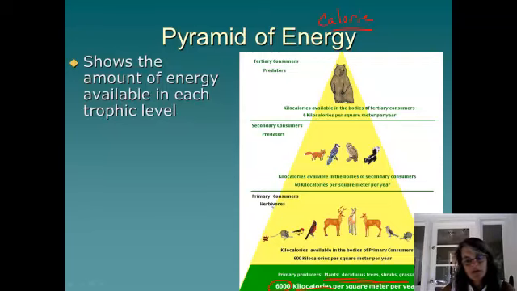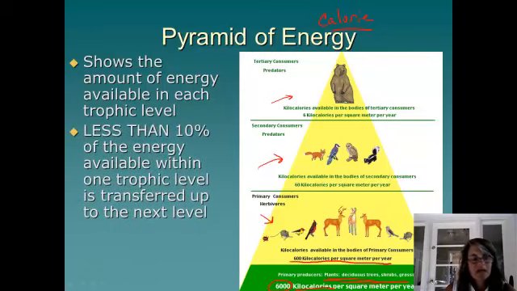But if you look up here, there are only 600 kilocalories per square meter per year available within the bodies of all these herbivores. So you can see that the amount of energy available in each trophic level is less and less and less, okay?